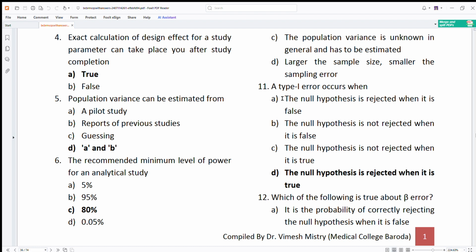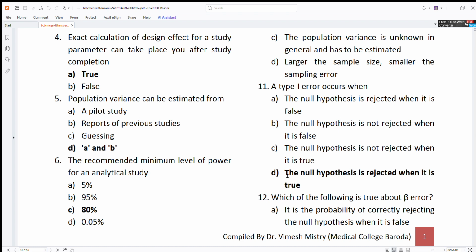A type 1 error occurs. I told you, the first time the boy cries, "Wolf!" That time, the town agrees that there is a wolf, but actually the boy was making a fool out of the town. So that is type 1 or alpha error. The boy cries wolf, and the town accepts it. But actually, the null hypothesis is false.